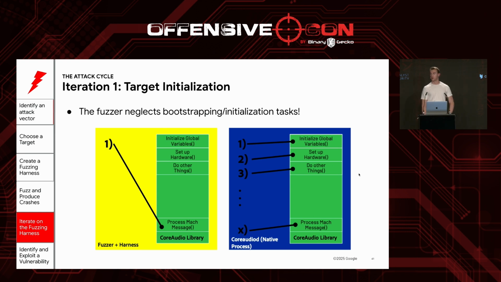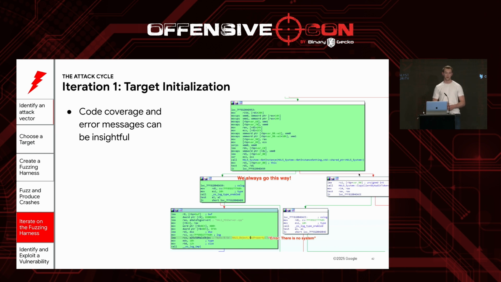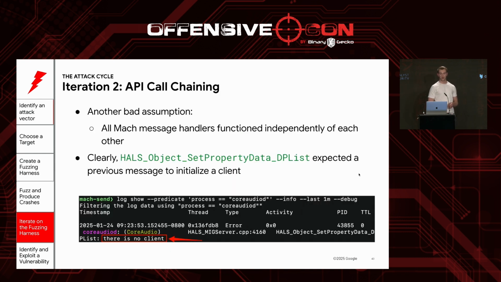The first invalid assumption I made was the target initialization. Normally when coreaudiod starts up, it calls some initialization functions, sets up hardware, does some other things, and then it's finally ready to process Mach messages. But what I was doing with my fuzzer and harness was just immediately calling the process Mach message function. So clearly there are going to be some issues there. Code coverage and error messages can be very insightful here. We're getting this "there is no system" message every time in this Mach message handler. So you can start to look into the code coverage and look in IDA and figure out, okay, why am I plateauing here and never increasing code coverage? I was able to just call a couple of initialization functions in my harness and get past that.